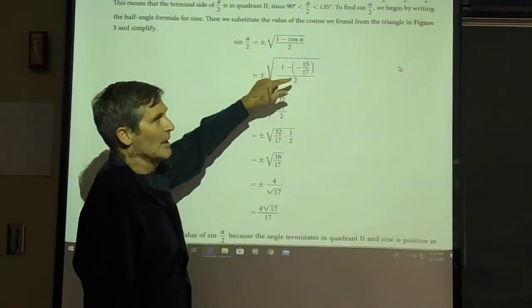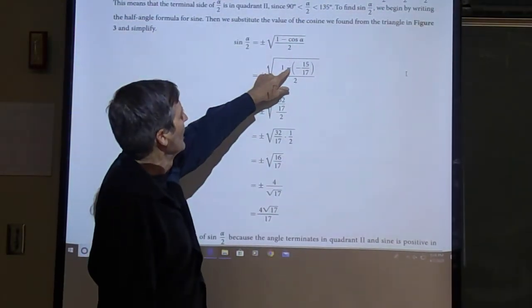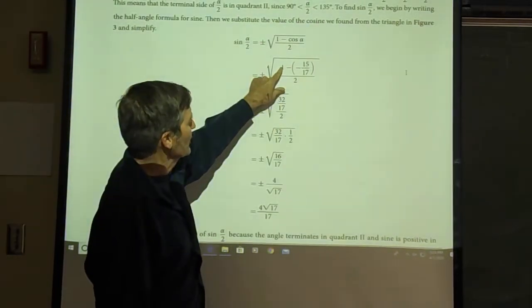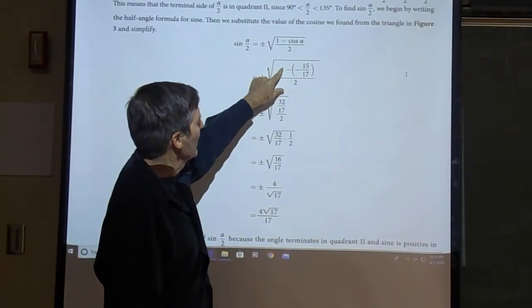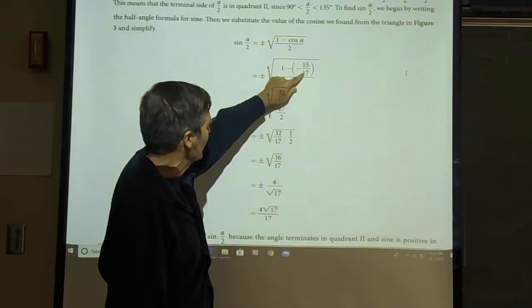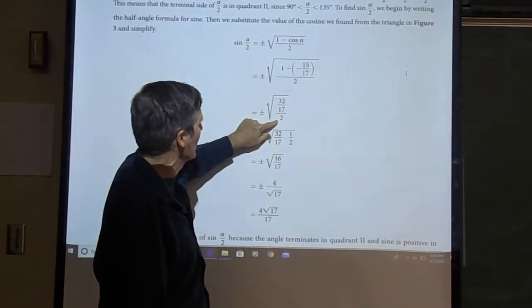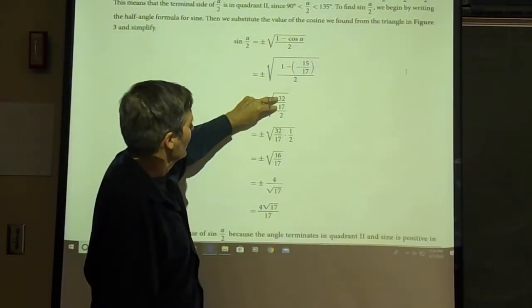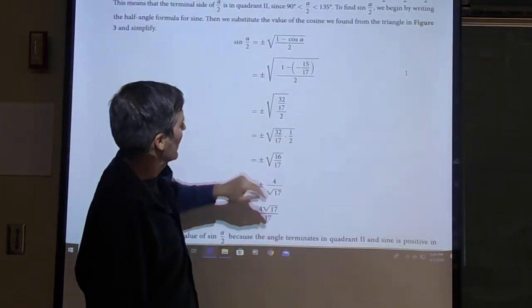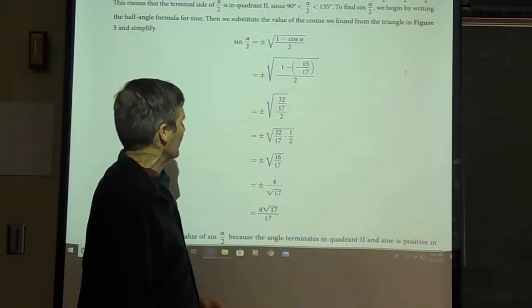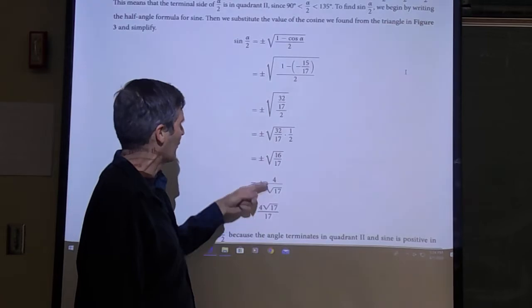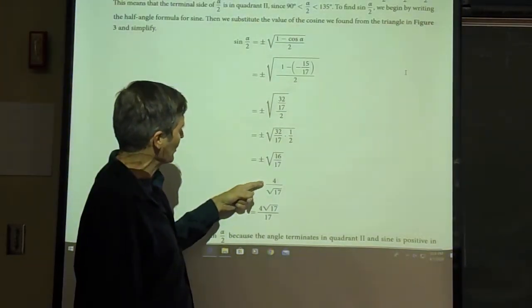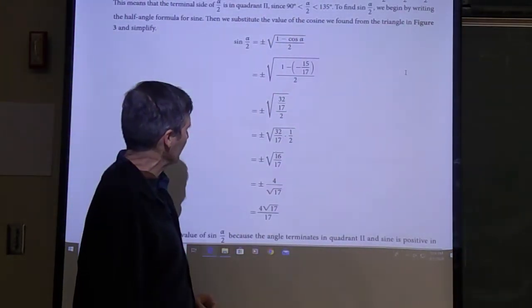And then it's a lot of algebra. 17/17 plus 15/17 is 32/17 on the top, all over 2. You can write that as 32/17 times a half, or 16/17 under the square root. Well, square root of 16 is 4. This whole thing comes out to be plus or minus 4 over square root 17, and then is it plus or minus?